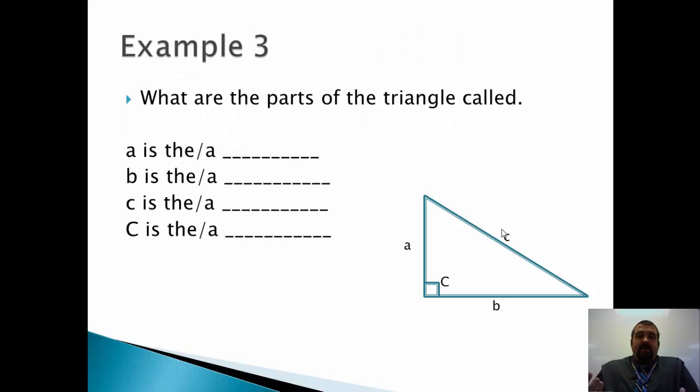So, what are the parts of the triangle called? Lowercase a is a blank. Try and do all four by yourself. A is a leg. B is a leg. C, lowercase c, is the hypotenuse. And upper or capital C is the right angle.